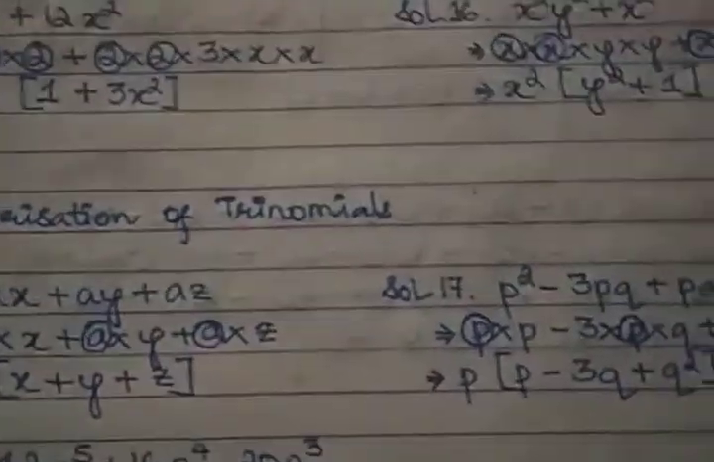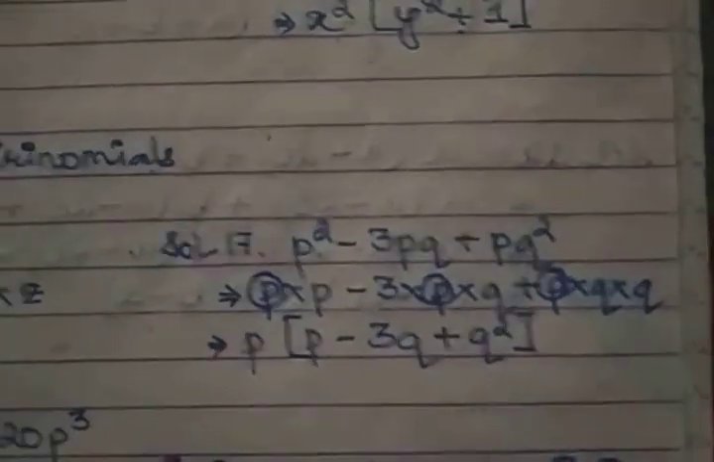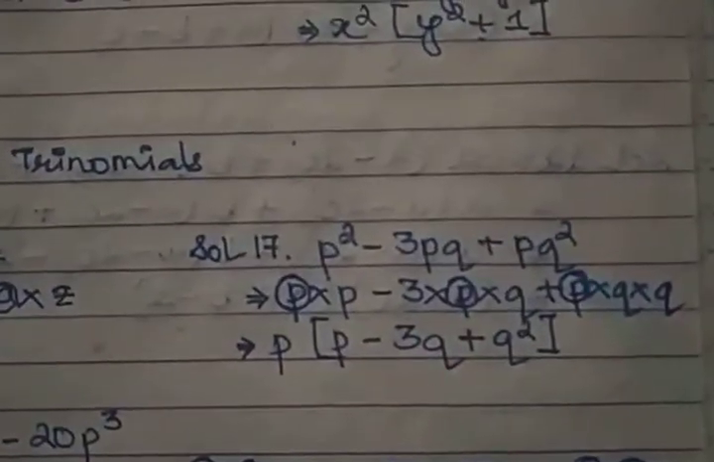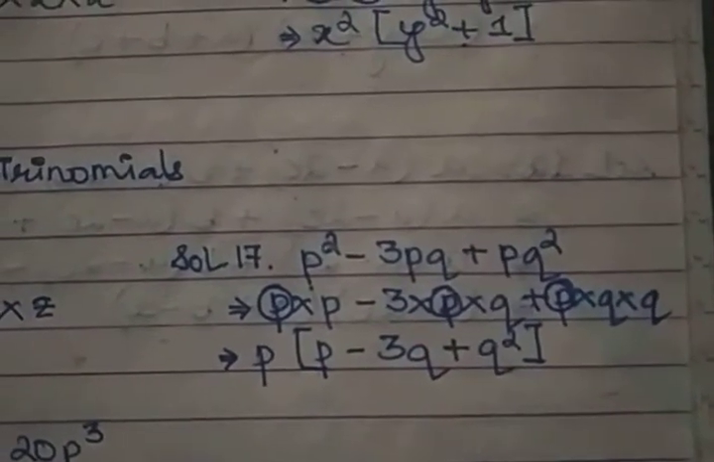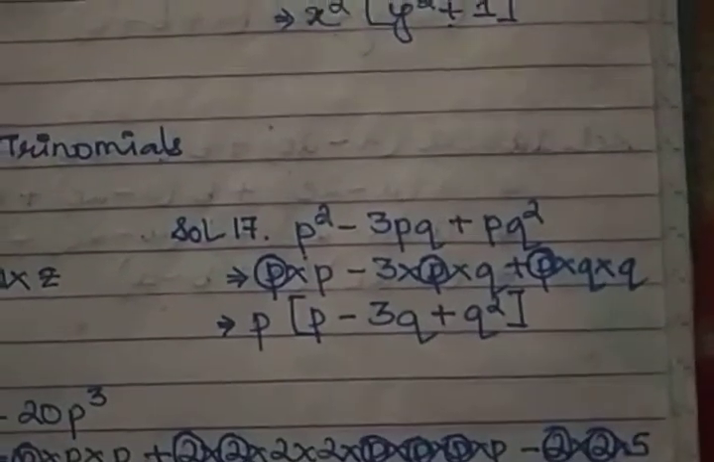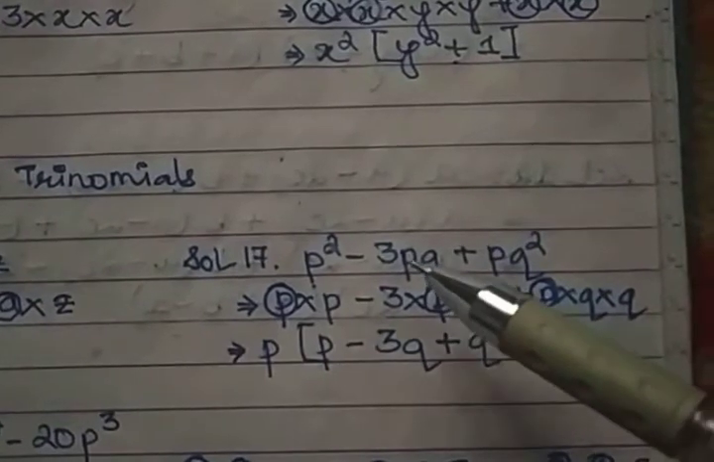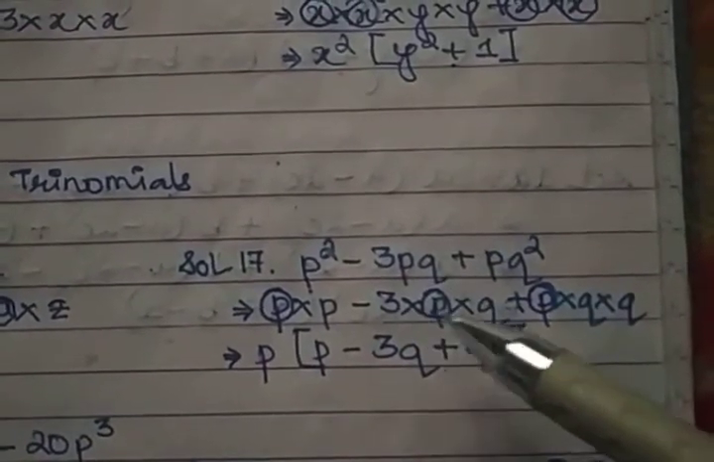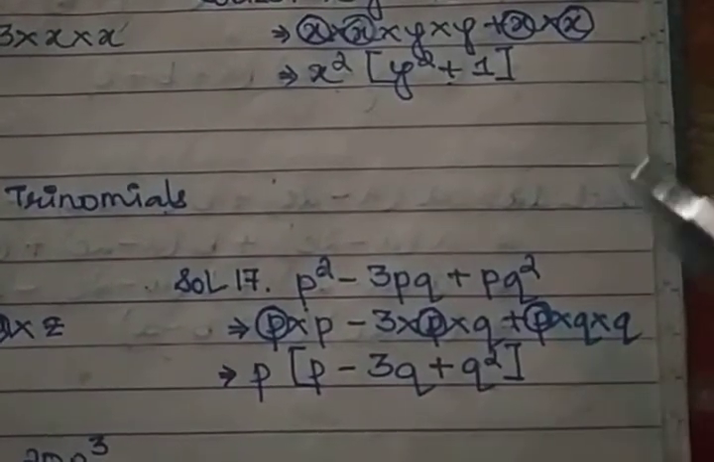Okay, and moving on to question number 17, again we got a trinomial. We have p square minus 3pq plus pq square. Again I have expressed all the terms in its factors. For p square I have written p into p. For the second term, that is 3pq, I have written 3 into p into q, because I know the relation between the constant and the variables is multiplication. These are all we have done in basics, isn't it? For pq squared, I have written p into q into q.